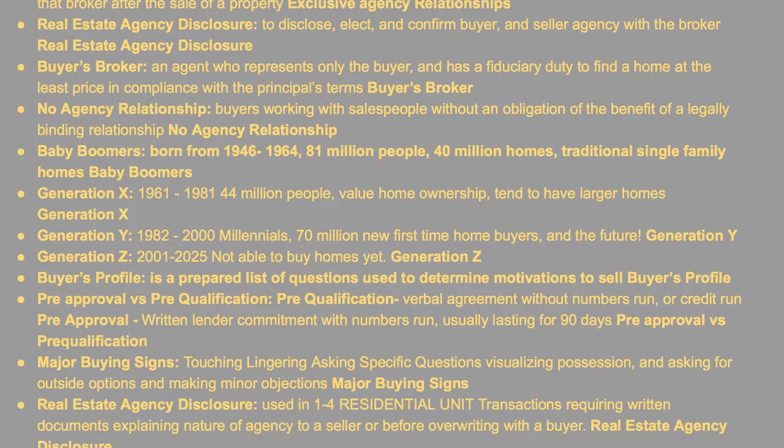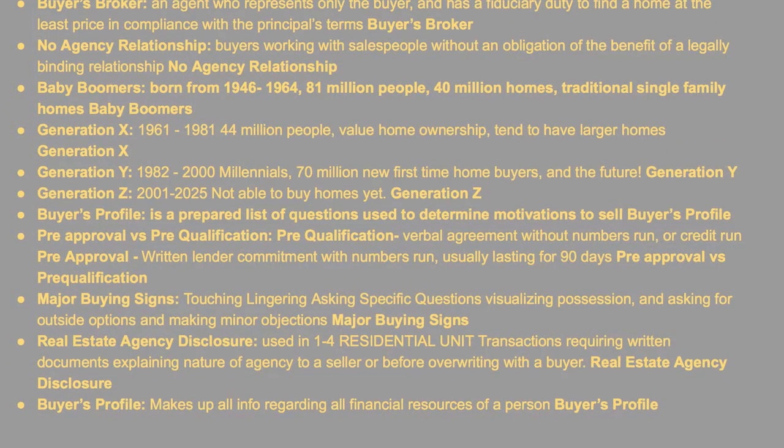Major buying signs: touching, lingering, asking specific questions, visualizing possession, asking for outside opinions, and making objections. Real estate agency disclosure is used in one to four residential unit transactions, requiring written documents explaining the nature of agencies to a seller before overriding with a buyer.